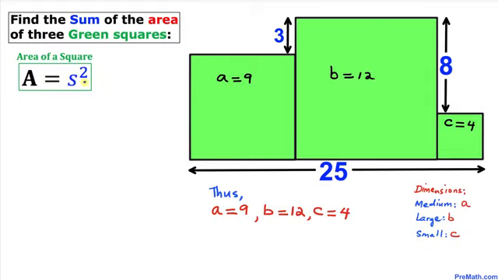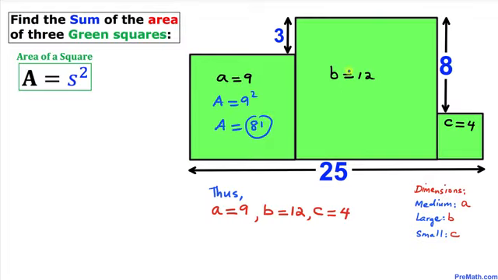And here's our final step. Let's recall the area of a square formula: A equals S squared, where S represents the side of a square. Let's apply this formula to each of these squares. In the first one, the medium one, the area is going to be 9 squared, which is 81 square units.